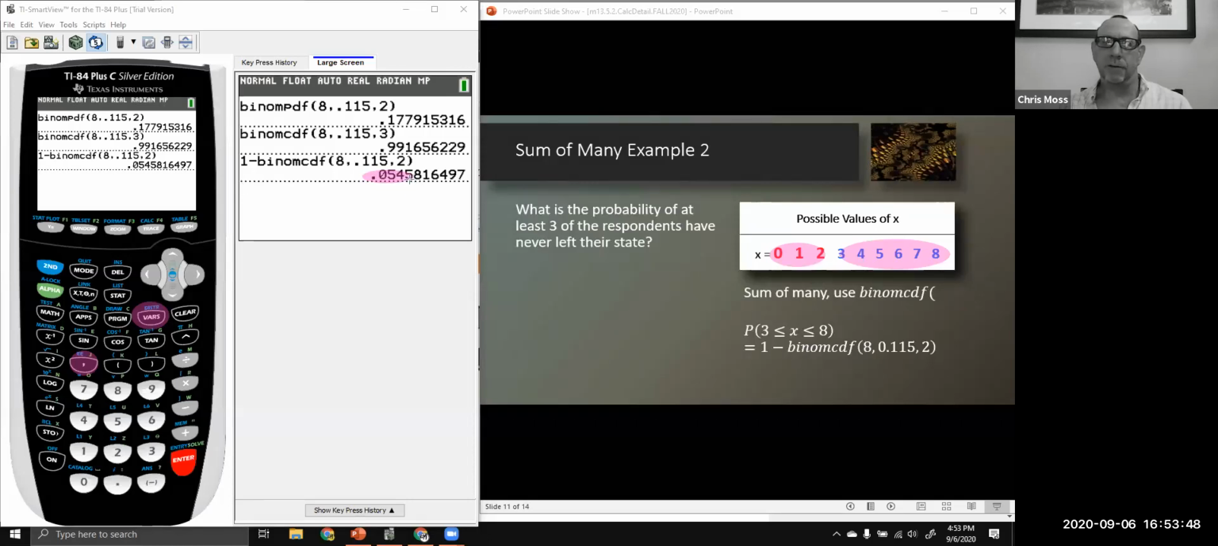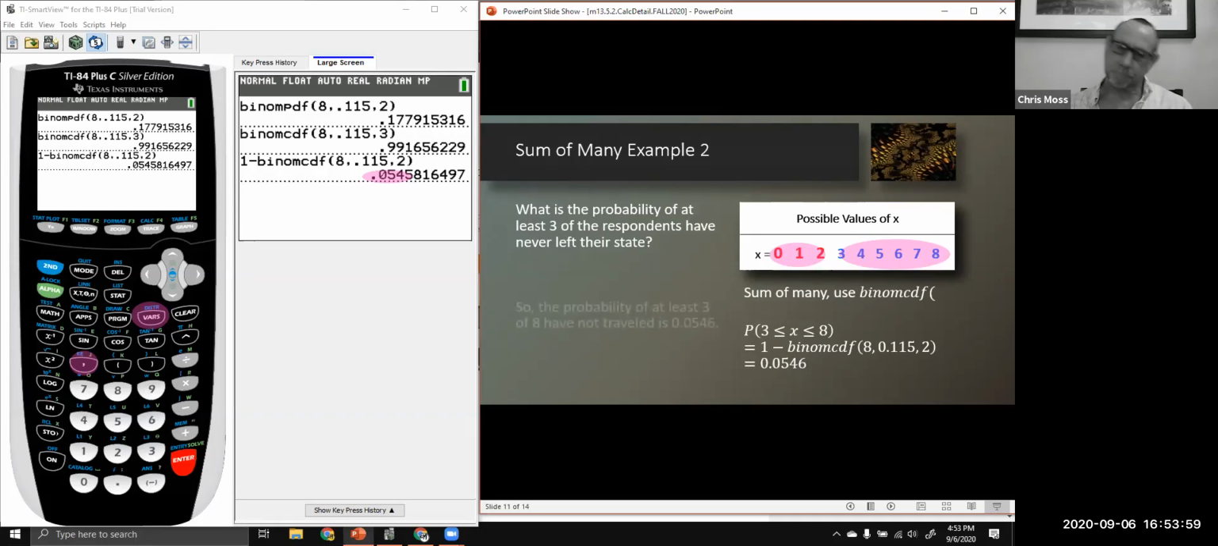So the 8 tells me what to do with that final 5. So 0.0546. The probability that at least 3 of the 8, at least 3, that means maybe 3, maybe 4, maybe 5, maybe 6, maybe 7, maybe 8, have not traveled out of state is 0.0546, kind of a small probability.